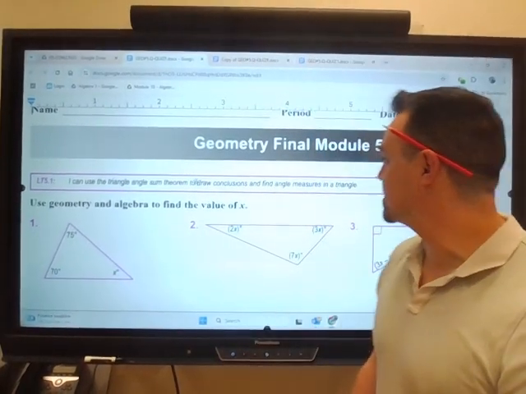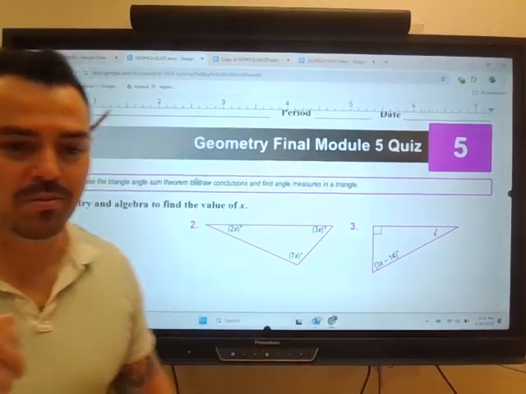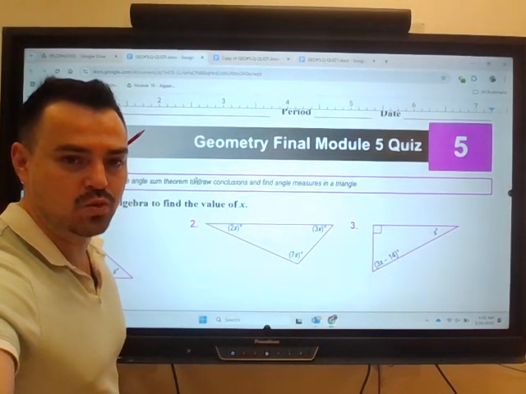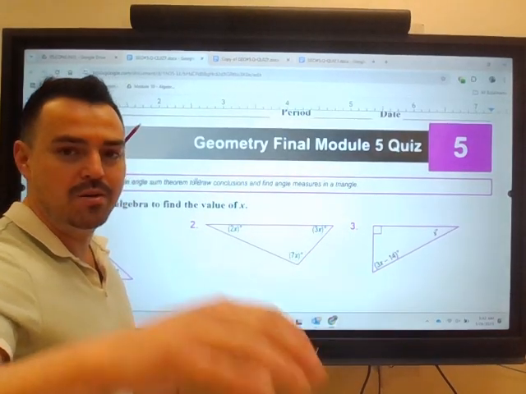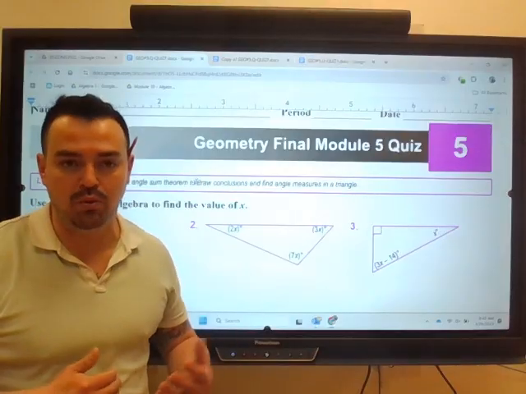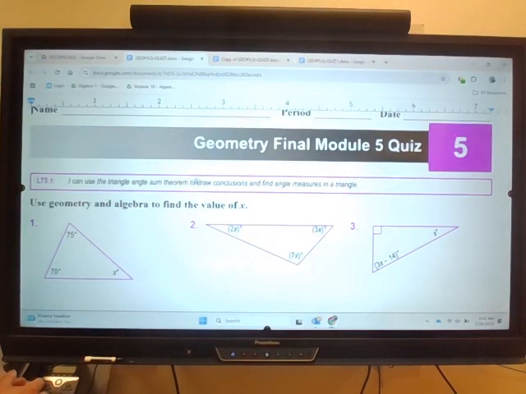Let's get through this Mod 5 review, or the Mod 5 quiz, the final module quiz. We're going to get started with this worksheet, and I'm not going to be going through the notes. I am going to, however, be bringing up important concepts from the notes and incorporating them as we go along.